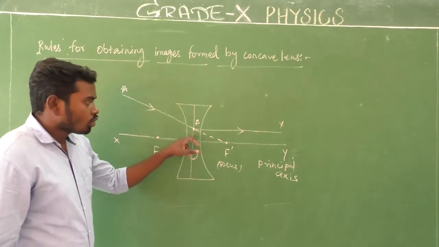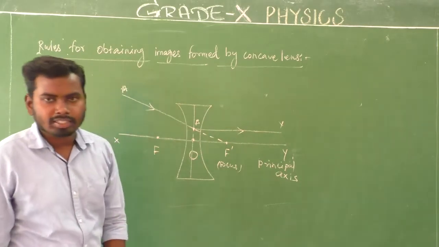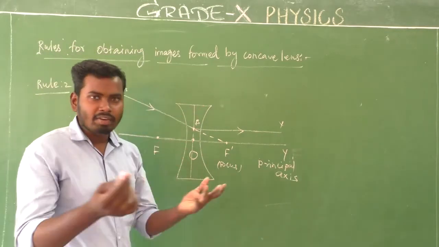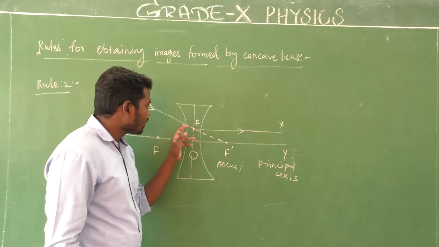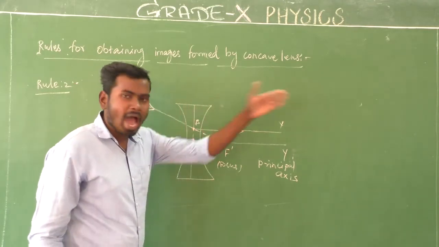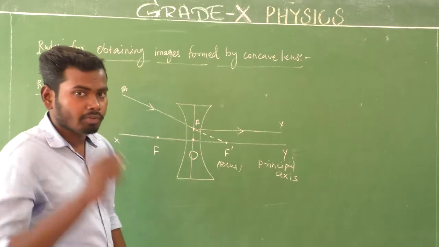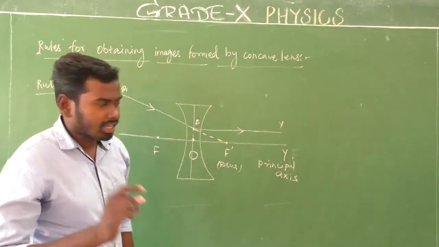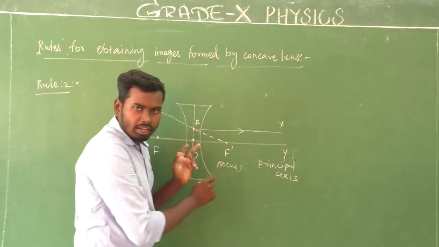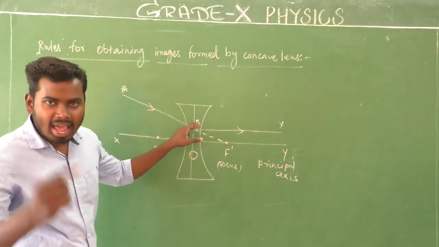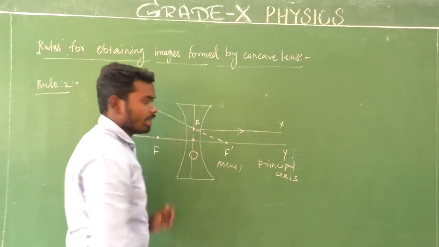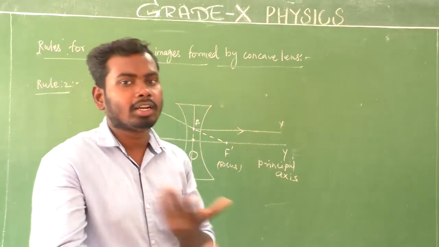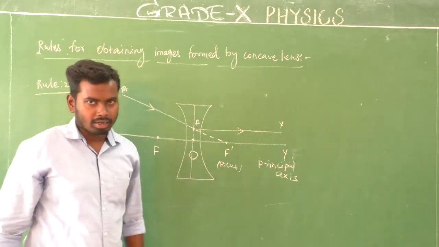Due to refraction, what will happen? The direction of the ray of light should change. Am I right? The concave lens is a diverging lens. After refraction, the ray of light becomes parallel to the principal axis. So after refraction, the ray of light AB changes direction into BY. BY is a refracted ray.